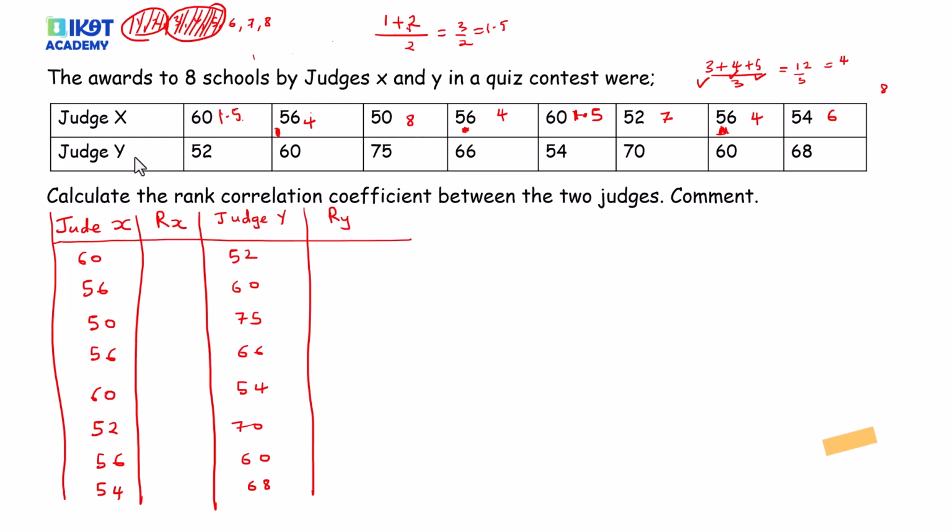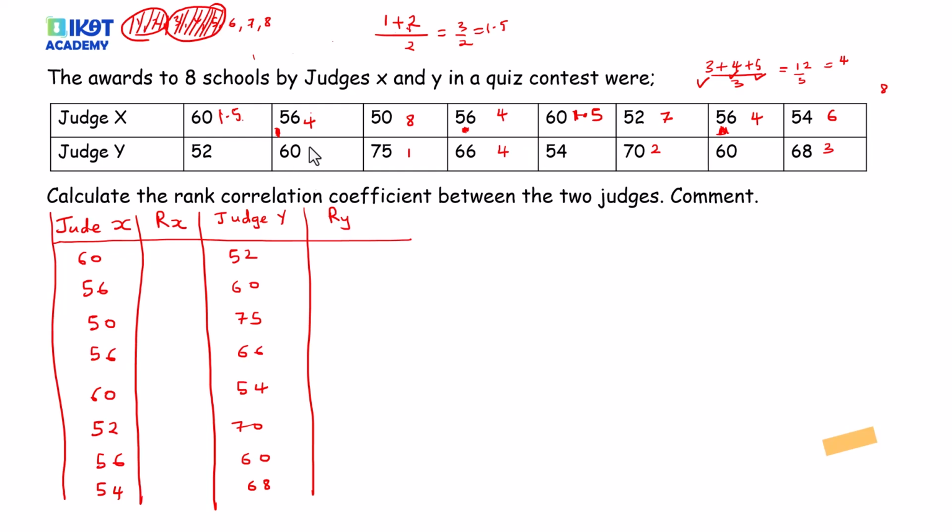Then now we move to the judge Y column. So still on the judge Y column, you look for who is the highest performing judge. Here I think it's the highest award. 75 is 1. Then now we look for who is number 2. I think it should be 68. So actually, realize that 68 is not the number 2. We have 70. So this would be the number 2. Then we can go to 68 as number 3. Then we can come to 66 as number 4.